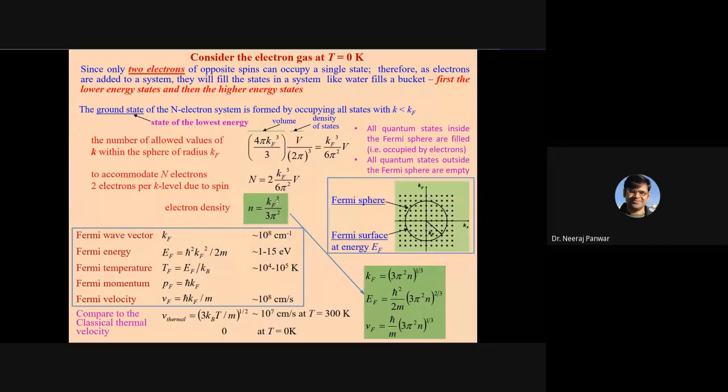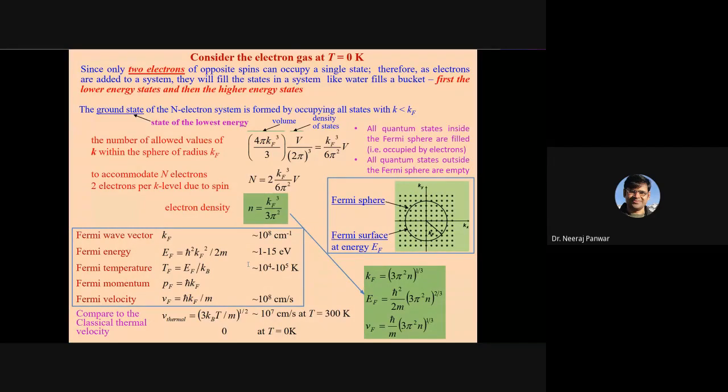Once we know the relation between the Fermi wave vector and the electron density, we can calculate other important parameters. For example, the Fermi energy would be equal to h cross square kf square divided by 2m. For metals, the Fermi energy varies from 1 to 15 electron volt. Similarly, the Fermi temperature is related to the Fermi energy as EF by kB, and it is of the order of 10 to the power 4 to 10 to the power 5 Kelvin.